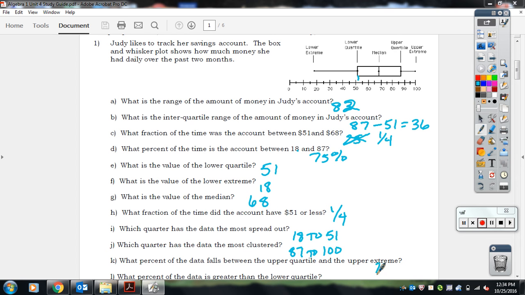What percent of data falls between the upper quartile and the upper extreme? Well, that's always 25%. It doesn't matter. I don't need a box and whisker plot to answer that one. Don't need a picture for that. What percent of the data is greater than the lower quartile? Again, I don't need the picture to know that would be 75%.